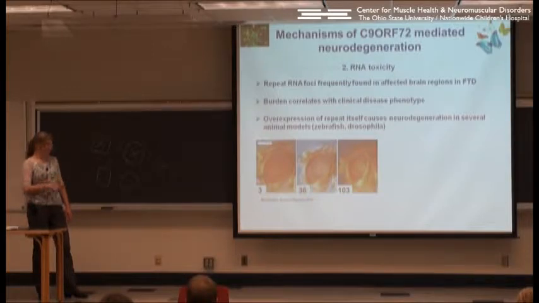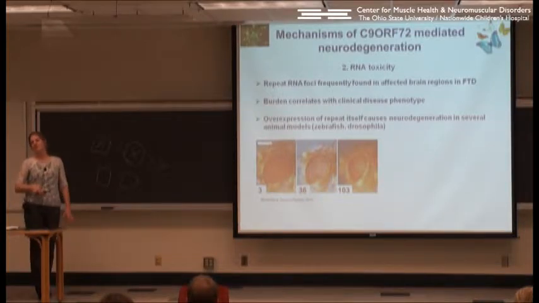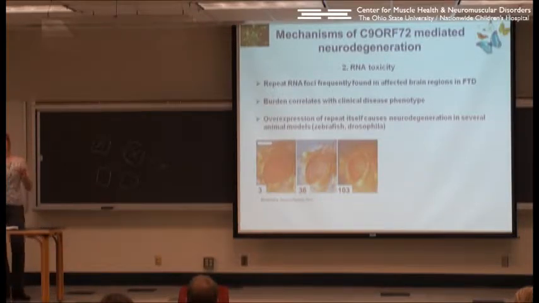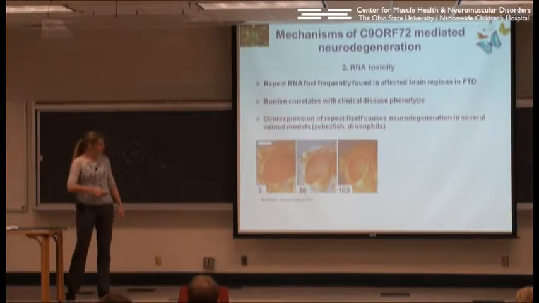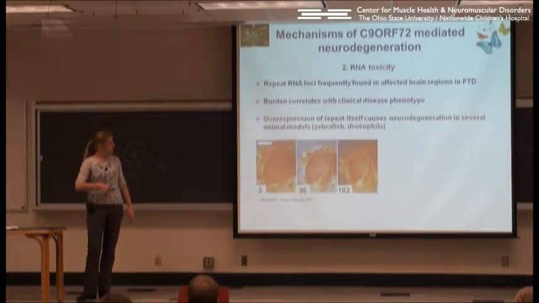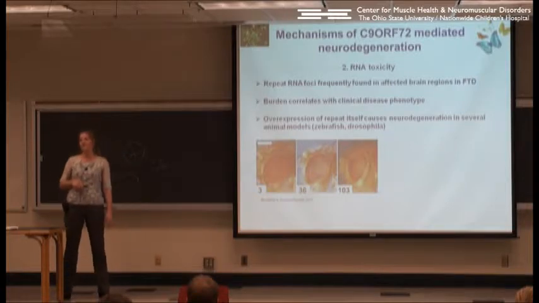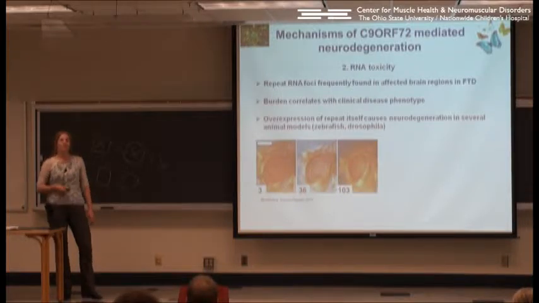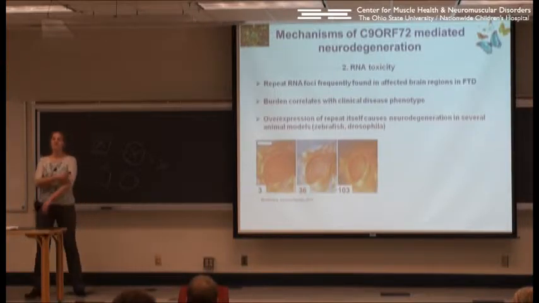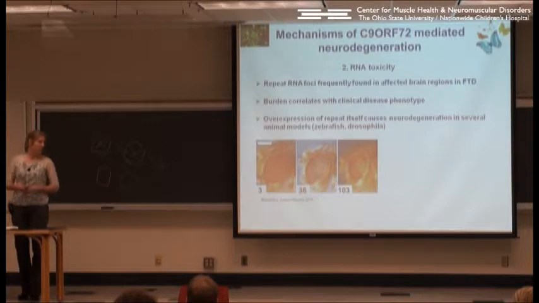And here you see a fly that has been subjected to just repeats itself without the environment of the C9orf72 chromosome. And you can see that if you have 36 repeats overexpressed, the fly still looks pretty good. However, the eye starts to become quite sick if you express more than 100 of these repeats. So this is definitely causing neurodegeneration in the fly.